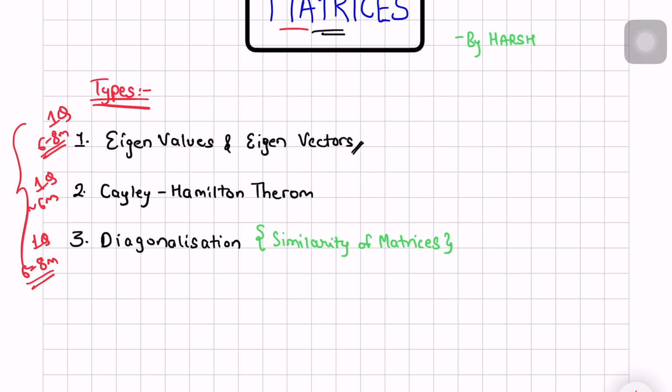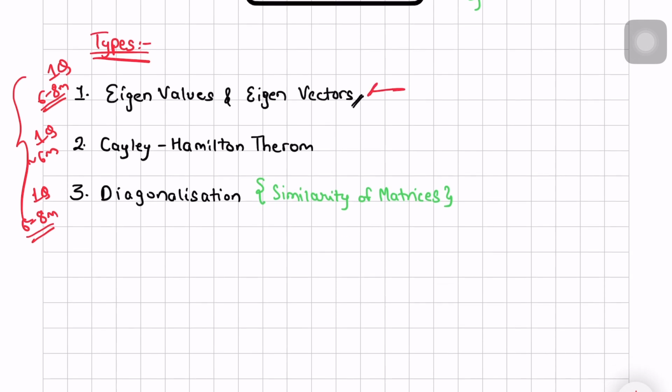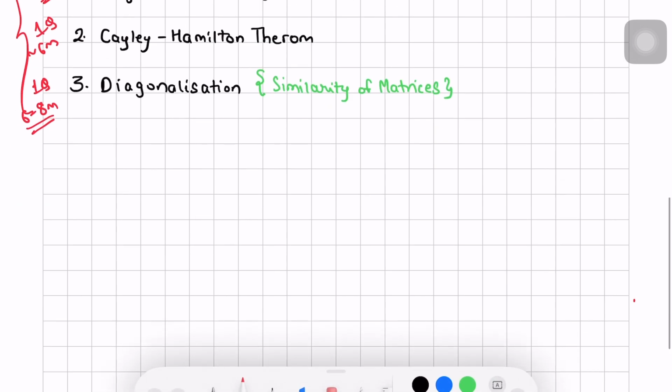Now we are going to start with type 1. I am going to explain some concept to you, and then we will start with some basic sums. So we start with eigenvalues and eigenvectors.